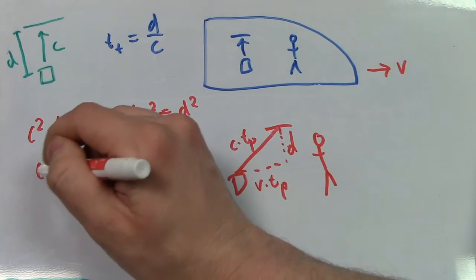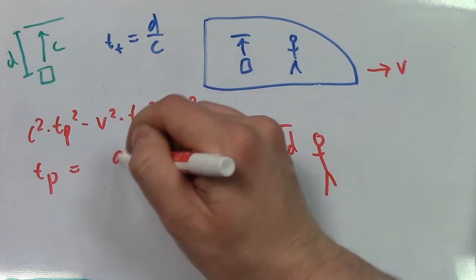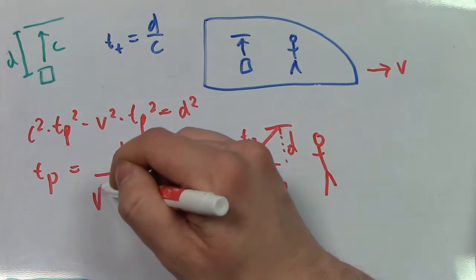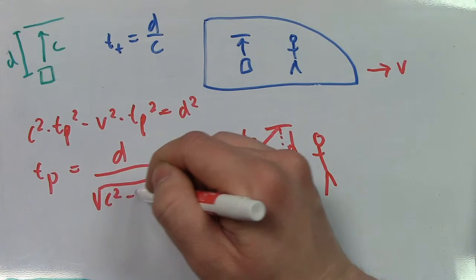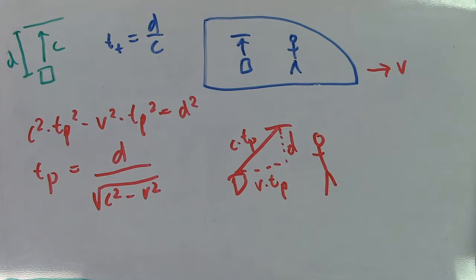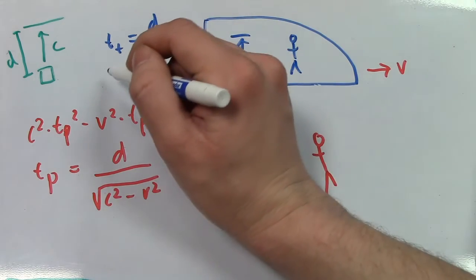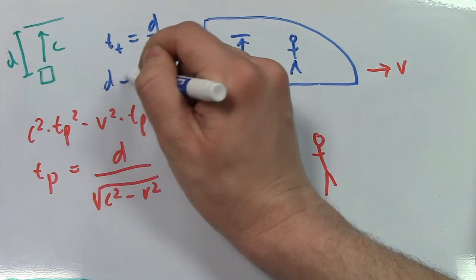Factoring out a t sub p squared, and dividing both sides by c squared minus v squared, as well as taking the square root, we see that t sub p equals d over the square root of c squared minus v squared. This is how much time has elapsed on the train from the platform person's perspective. We can take this one step further and see, mathematically, how much dilated time is for the people on the train from an outsider perspective.